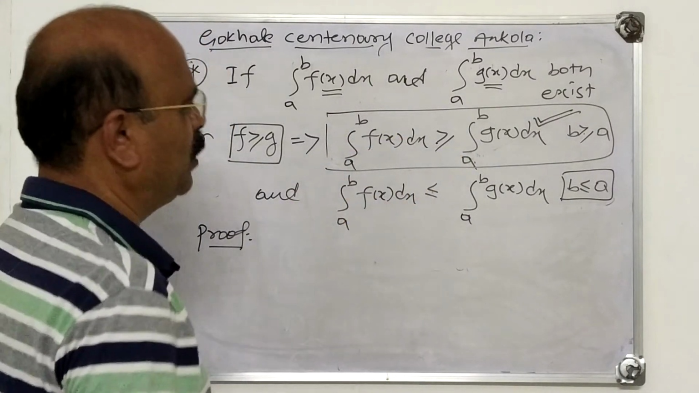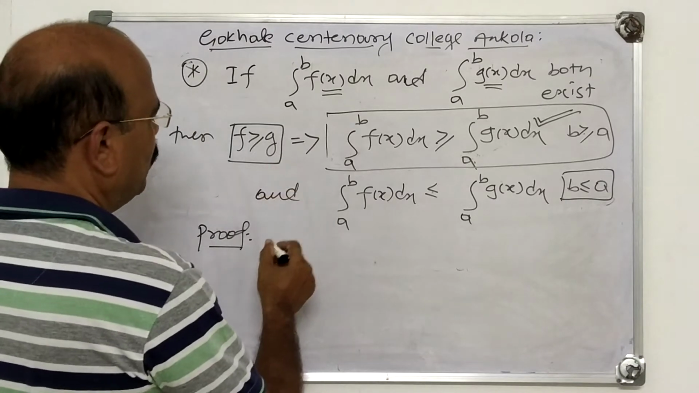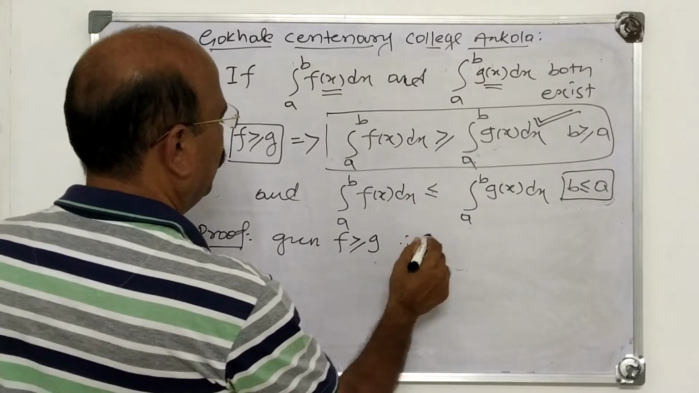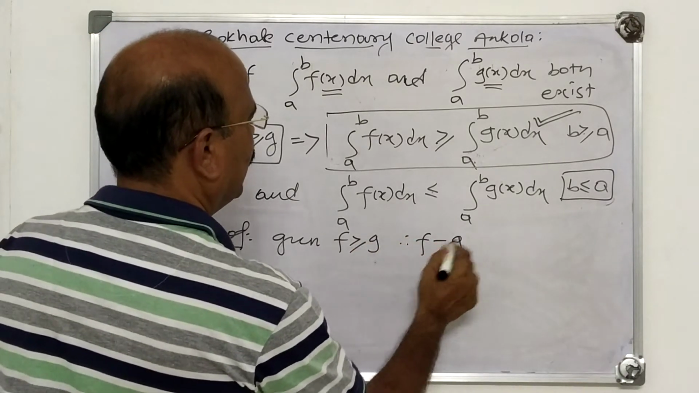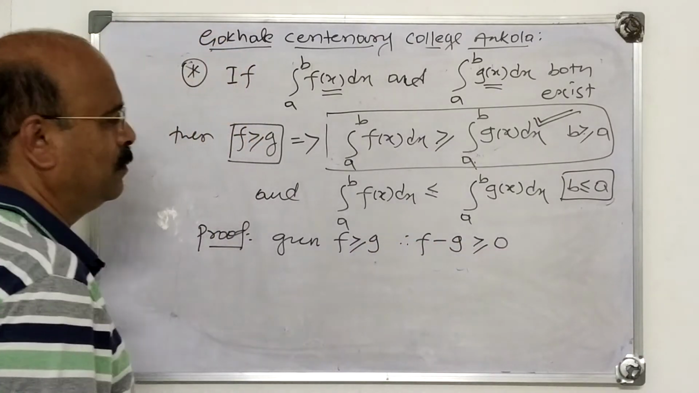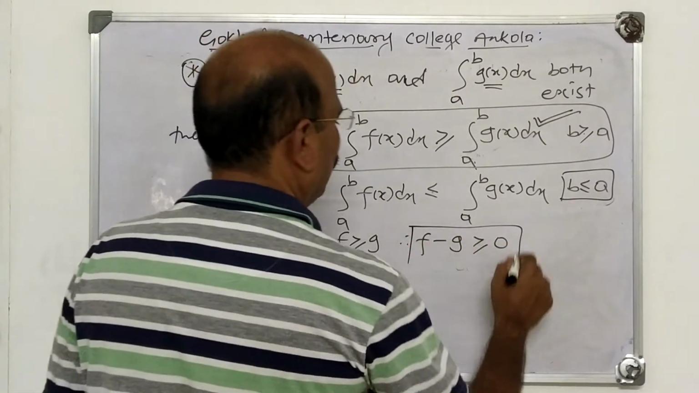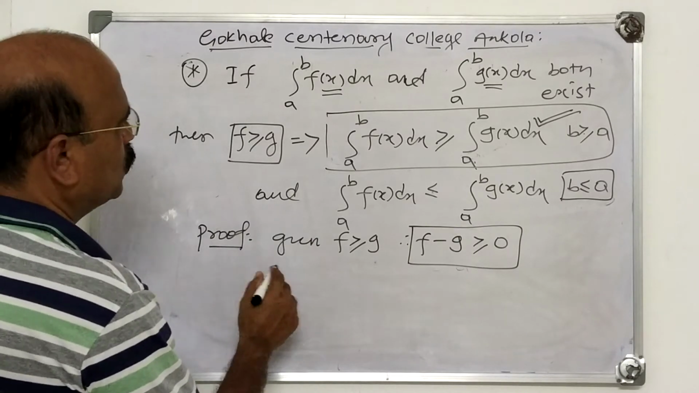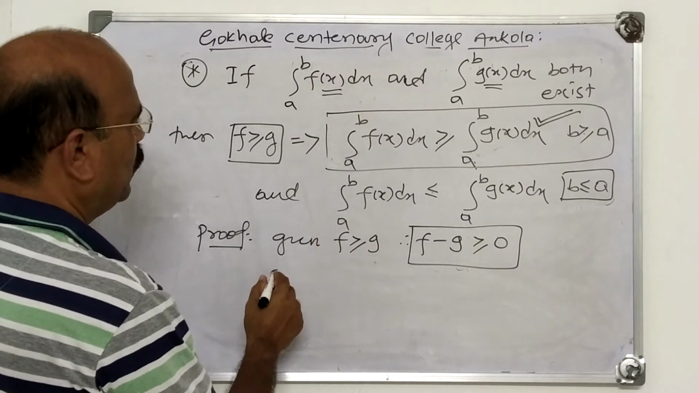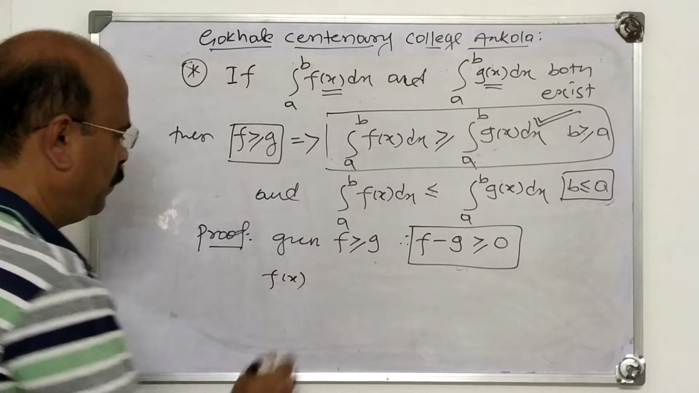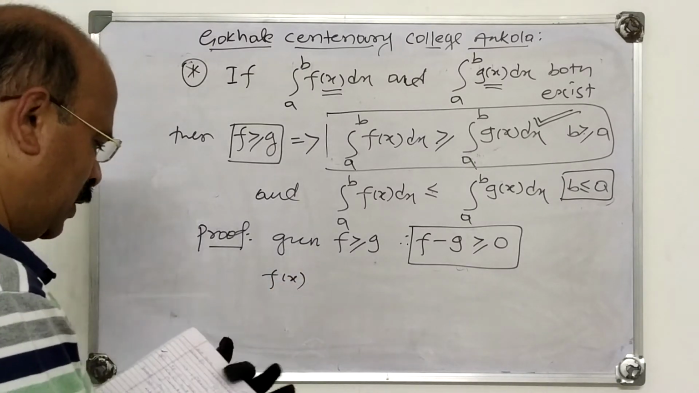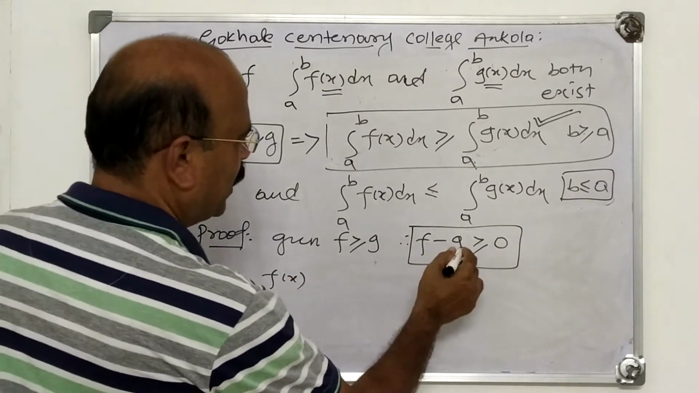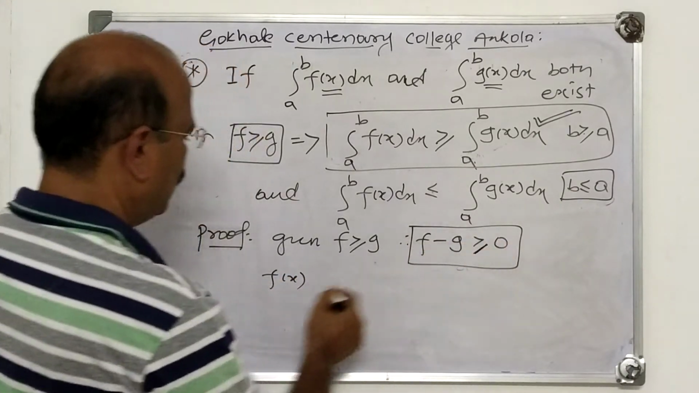We use the previous result for that. What is given here? Given f is greater than or equal to g. Therefore, f minus g is greater than or equal to 0. This is the first thing. f minus g is greater than or equal to 0. Also, what else is given?